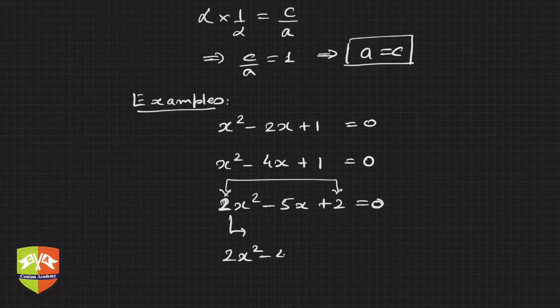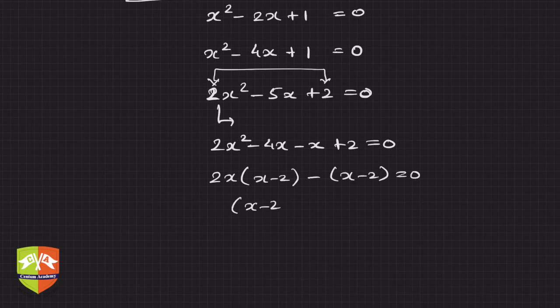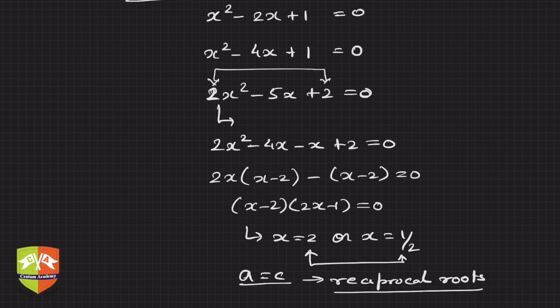So 2x squared minus 4x minus x plus 2 equals 0. So 2x common, and hence x minus 2. And here, minus x minus 2 equals 0. So you will get x minus 2 times 2x minus 1 equals 0. So you clearly see either x equals 2 or x equals 1 upon 2. So you can see they are reciprocal to each other. So it works. If a is equal to c, we have reciprocal roots. This is the condition. This will be very effective knowledge for solving questions quickly in a competitive exam.